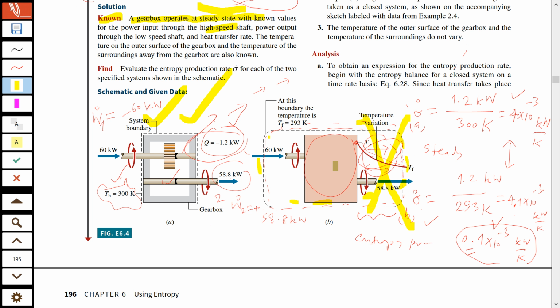Okay, one more thing. What did I assume when I subtracted this entropy production rate from this entropy production rate? When can I do that? I discussed this last time.